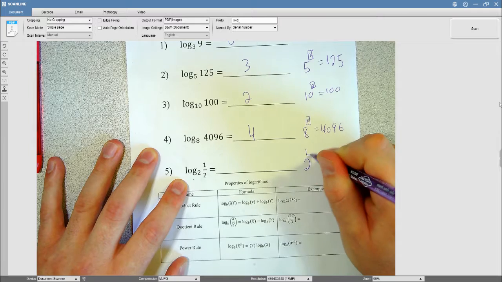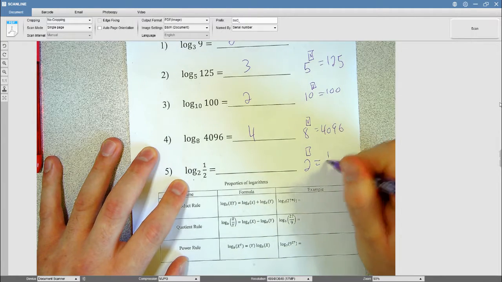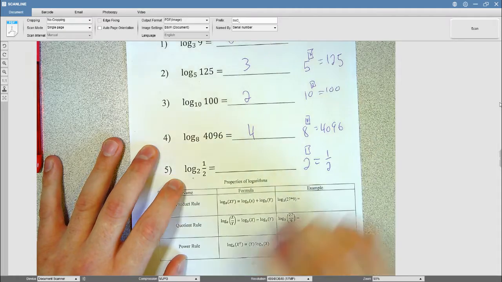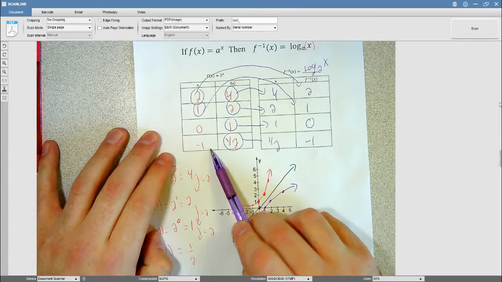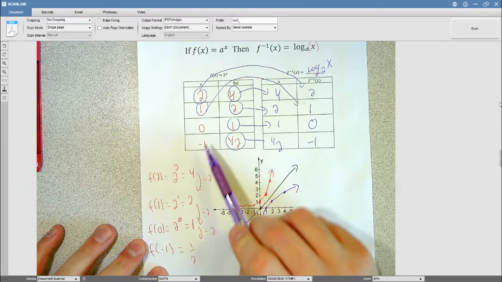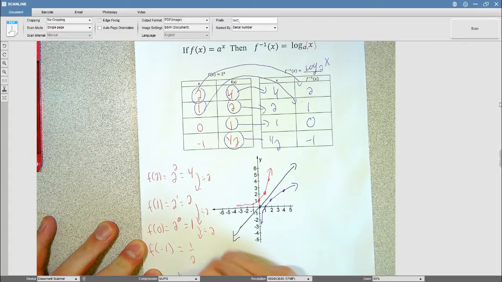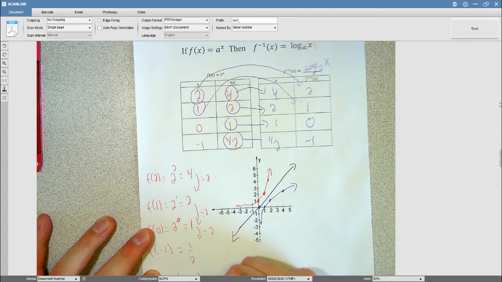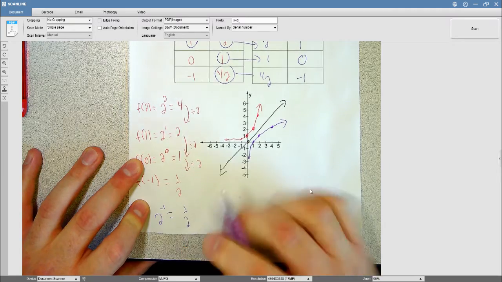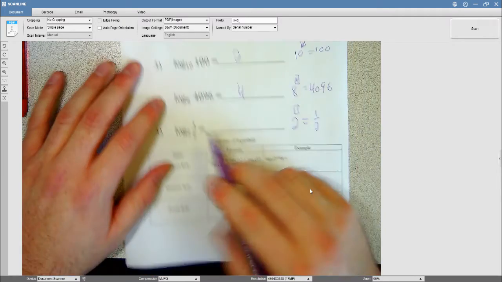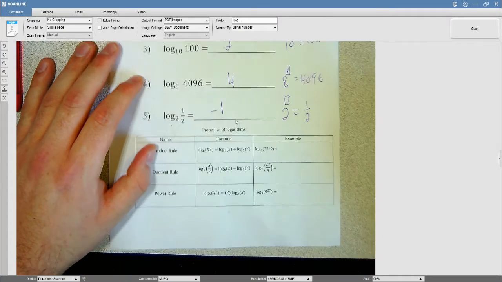What about log base 2 of 1 half? What power do I need to raise 2 to make it 1 half? Remember from the last page, when we raised 2 to the negative 1 power, that is just 1 half. That's why log base 2 of 1 half is just going to be negative 1.